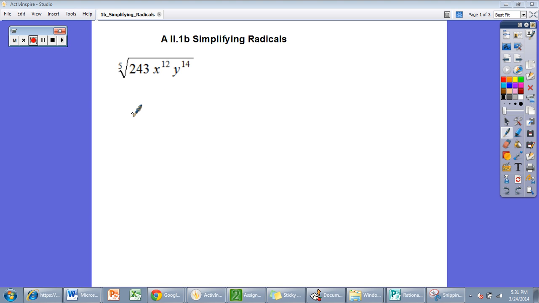This video is to review simplifying radicals. Here we're going to simplify the fifth root of 243 x to the 12th y to the 14th.